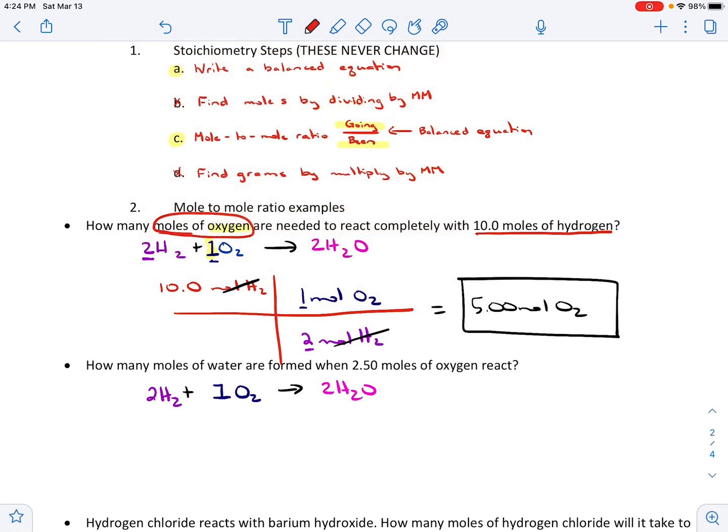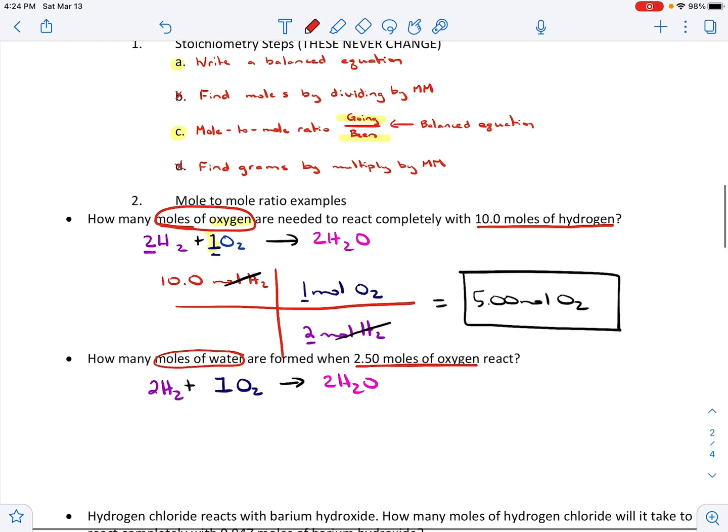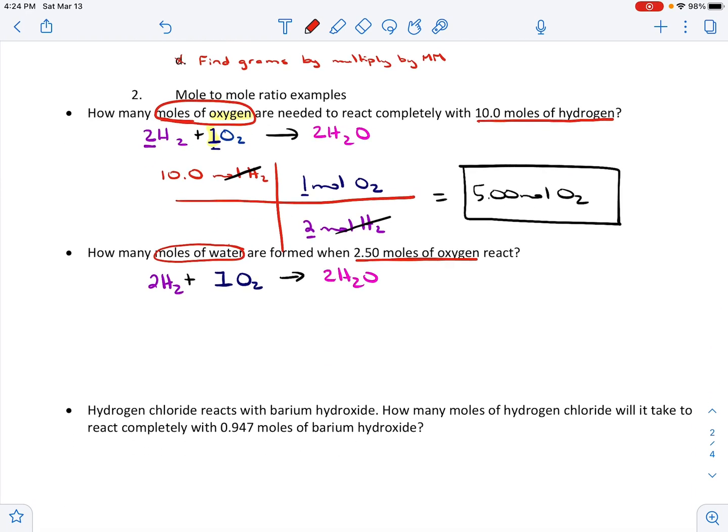All right, this time we're looking for moles of water. It says how many moles of water. So we're looking for moles of H2O. And we're starting with, in this case, 2.50 moles of oxygen. So again, on our T-chart, we're going to start with 2.50 moles of oxygen. We're going to put where we're going. What are we looking for?